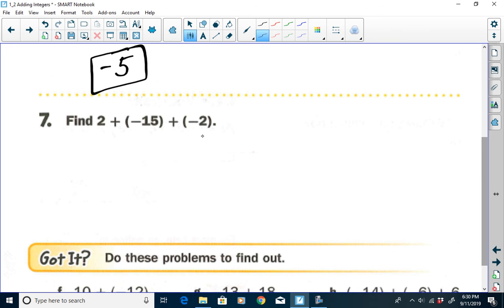Here I'm adding 3 integers. When we do addition, we have to do addition from left to right when we're adding more than 2 integers. So I start first with these 2 integers. Positive 2 and negative 15.